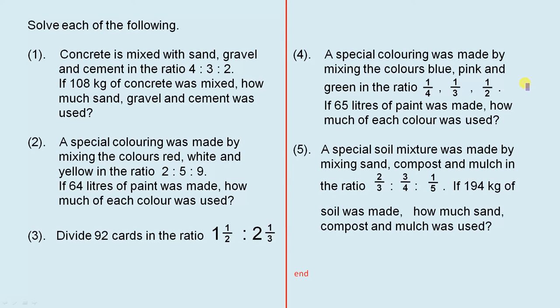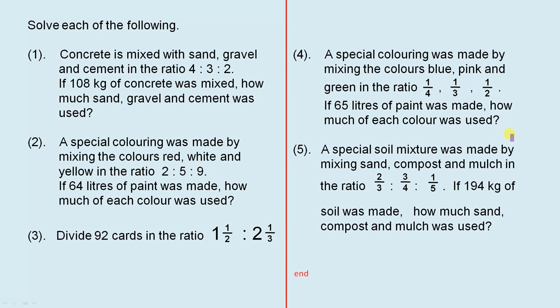A special colouring was made by mixing the colours blue, pink and green in the ratio 1/4, 1/3 and 1/2. If 65 litres of paint was made, how much of each colour was used? This is similar to this one. You have to simplify each of these so we have a whole number for each one.